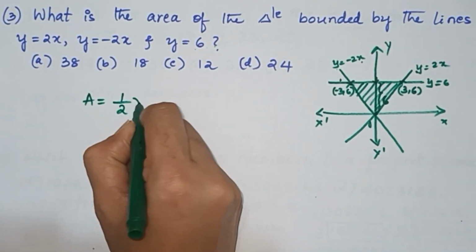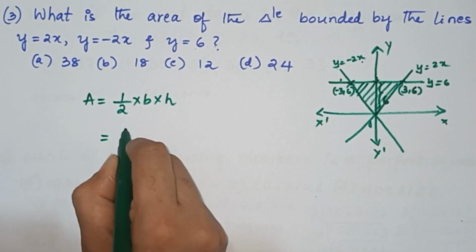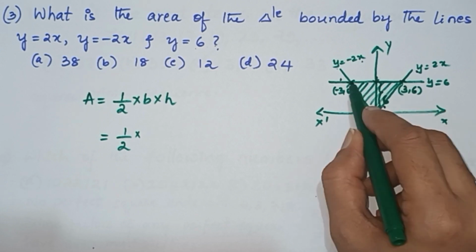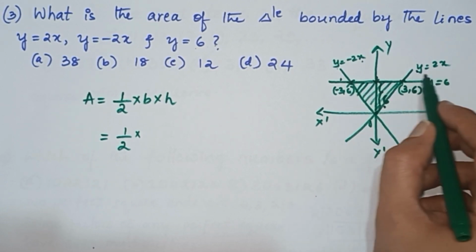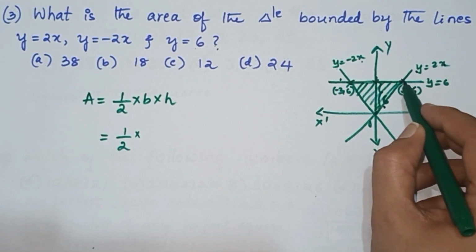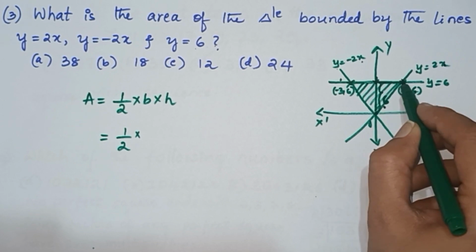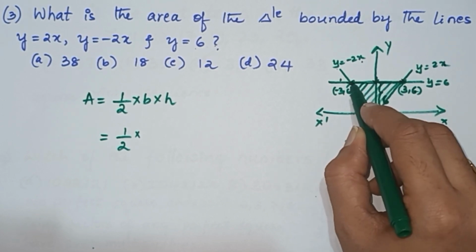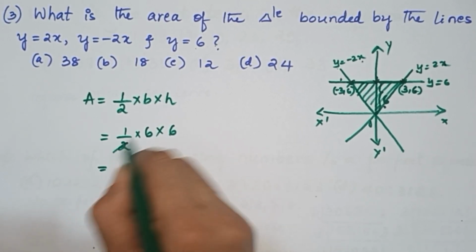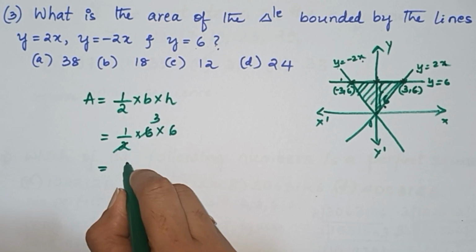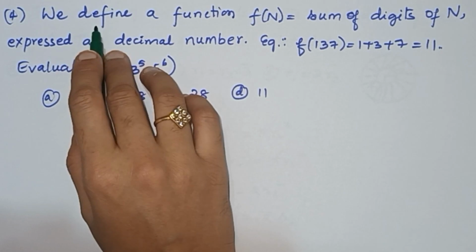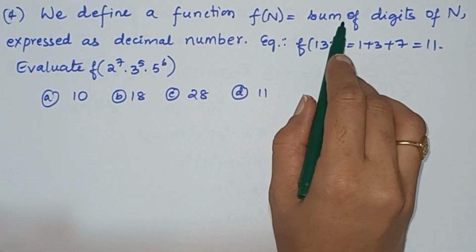Area is given by half into base into height. So you can see here half into height is 6 units. Base is this value plus this value. So when y equal to 6, x comes out to be 6 by 2, that is 3. Therefore, this point is (3, 6). So this length is 3. Here this length is also 3. So total length is 6. So base is 6. Height is also 6. So we will get 3 into 6, which is 18. Answer is second option.